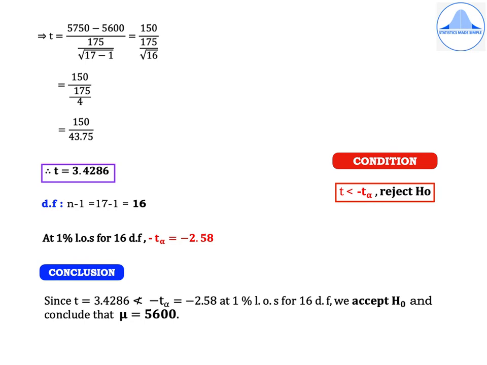So the value 2.58 can be obtained from the statistical table for the t test under single tailed test, and we prefix the negative sign. So we get minus t alpha as minus 2.58. Conclusion: since t is equal to 3.4286 is not less than minus t alpha equal to minus 2.58 at 1% level of significance for 16 degrees of freedom, we accept H naught and conclude that mu is 5600.